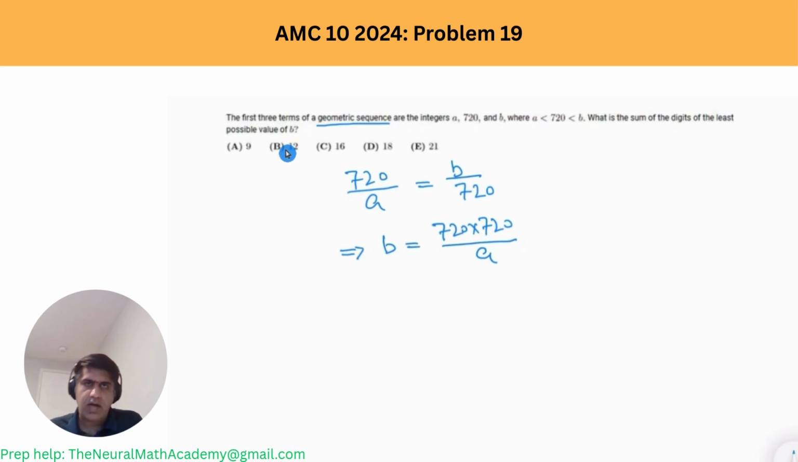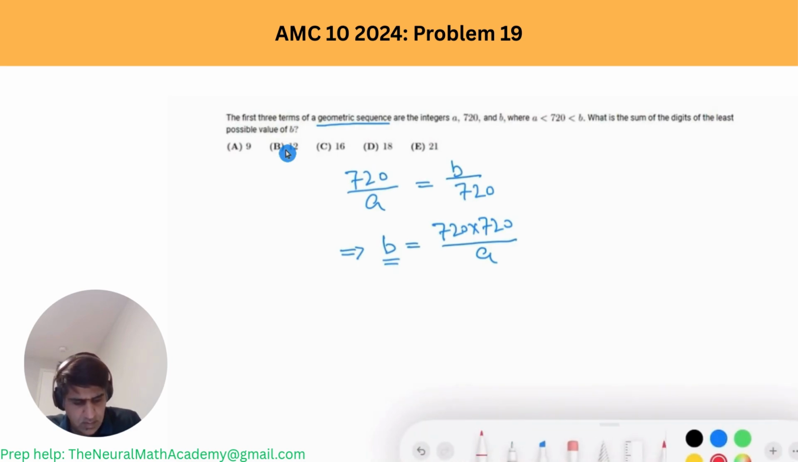And now I have to answer what is the least possible value of b. If we look at this sequence, b is appearing after 720, so it should be greater than 720, right? So in order to get the least possible value for b, a should be small, right? But it should be smaller than 720. So a should be less than 720, but the largest possible value that is less than 720.